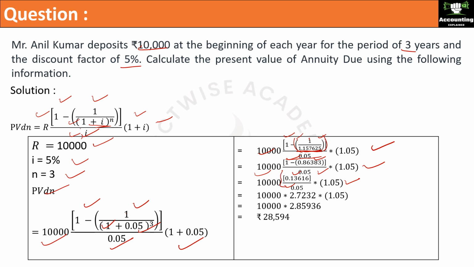Next step is to find 0.13616 divided by 0.05. So 10,000 into 2.7232 into 1.05. Next, multiply 2.7232 into 1.05. 10,000 into 2.85936 is 28,594 rupees, which is the present value of annuity due.